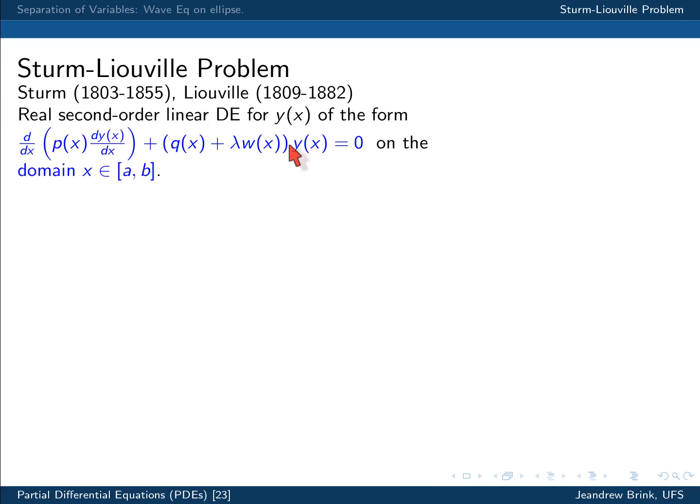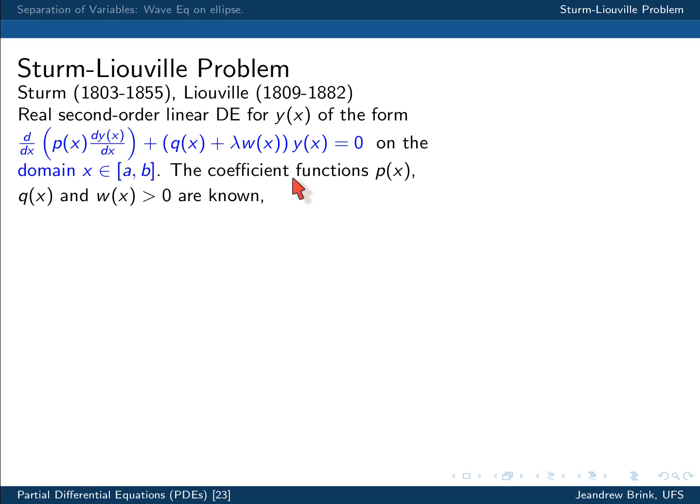Okay, and you're going to be solving it on a specific domain. x is an element of (a, b), and the coefficient functions basically have these properties. So p and q can be any function of x, but w of x is assumed to be greater than 0. These functions are known, they actually help define the problem, so they're known ahead of time.